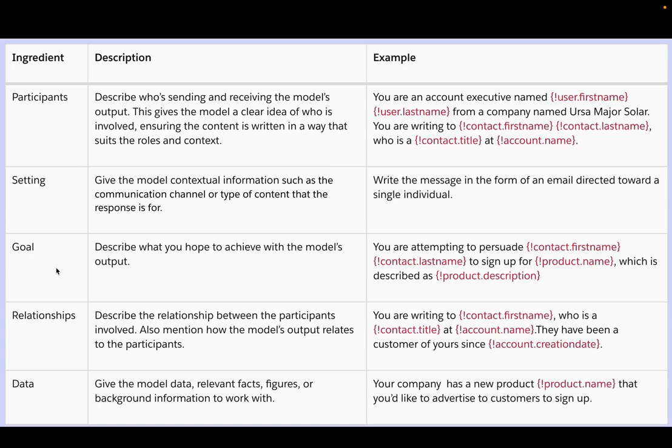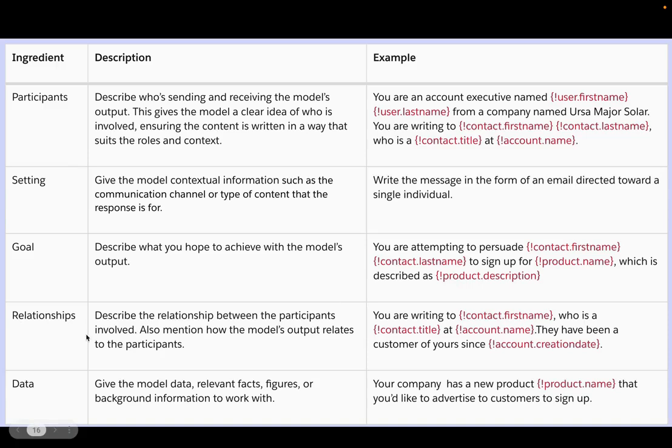Next up we have the goal. This ingredient is very crucial because it tells the model what you are trying to achieve with the content. You need to describe the objective very clearly so that the output aligns with your purpose. For example, if you are attempting to persuade your customer to sign up for a product. This goal helps focus the content on a specific action, for example, persuading someone or providing some information or encouraging a particular behavior.